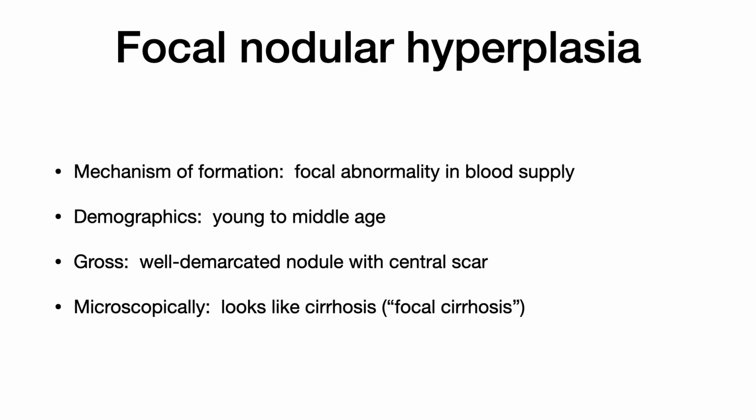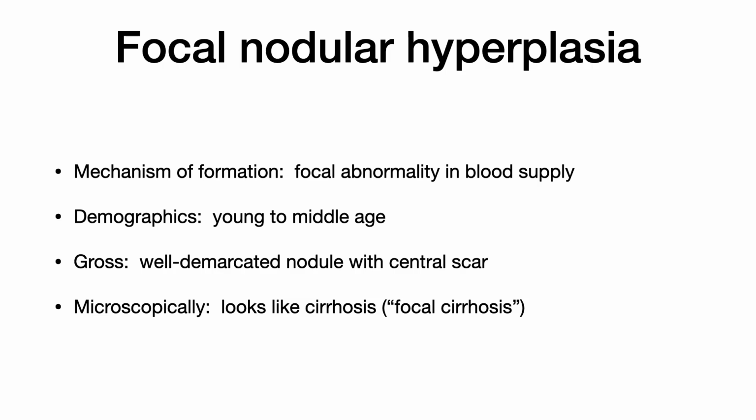Okay, so the first liver mass we'll talk about is focal nodular hyperplasia. This usually occurs in young to middle age, and we see them at autopsy not too infrequently. Grossly, they're very characteristic: a well-demarcated nodule because they're benign, with a central scar. Microscopically, they just look like cirrhosis, with nodules of hepatocytes divided by little fibrous septa. The way I remember it is just focal cirrhosis. What they say it's due to is a focal abnormality in the blood supply.